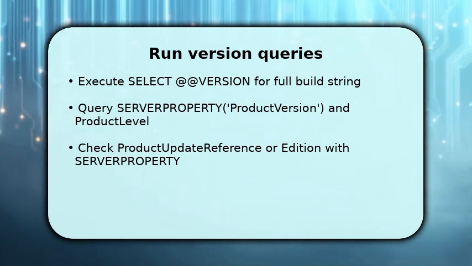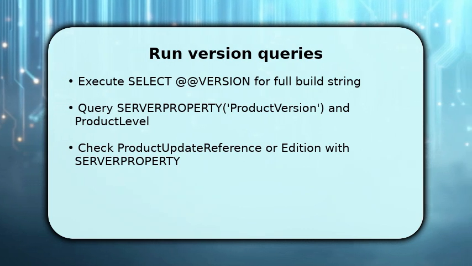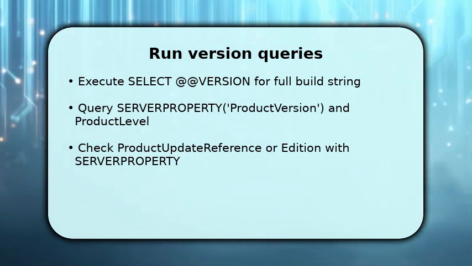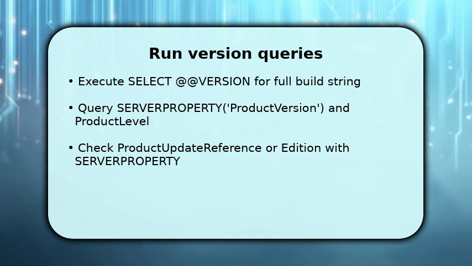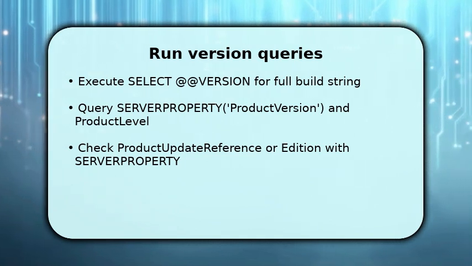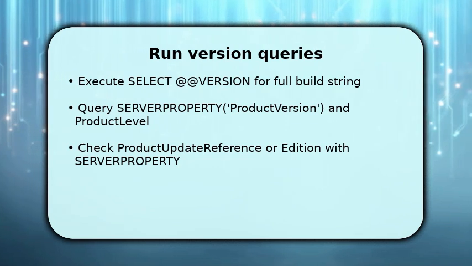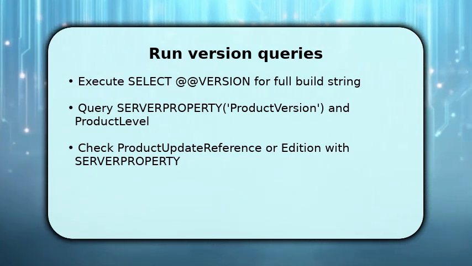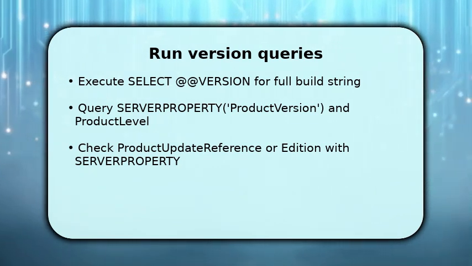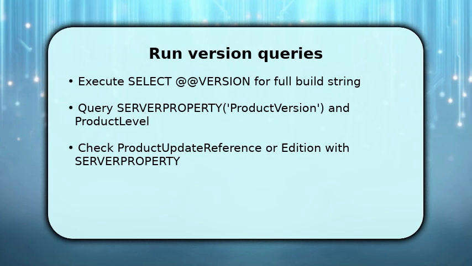Next, run SELECT SERVERPROPERTY('ProductVersion'), SERVERPROPERTY('ProductLevel'), SERVERPROPERTY('Edition') to get numeric version, service pack or cumulative update and edition. These values let you map to exact SQL Server releases. Once done, copy the results into your notes or a change log for later reference.